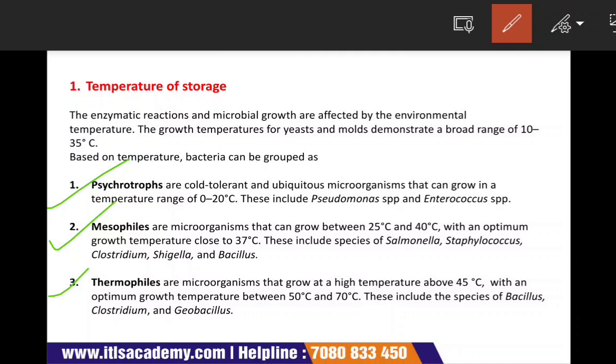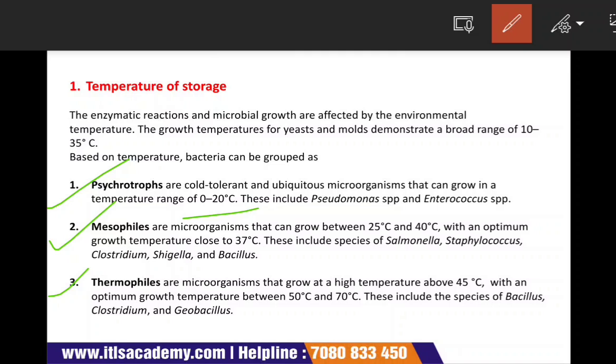So psychrophiles are those bacteria that are cold tolerant. Cold tolerant simply means that they can survive in very extreme cold conditions, and they can grow in the temperature range of 0 to 20 degrees centigrade, and this includes Pseudomonas species and Enterococcus species. So in MCQs and interviews, this question is generally asked: name any two psychrophilic bacteria, or what do you understand by psychrophiles.